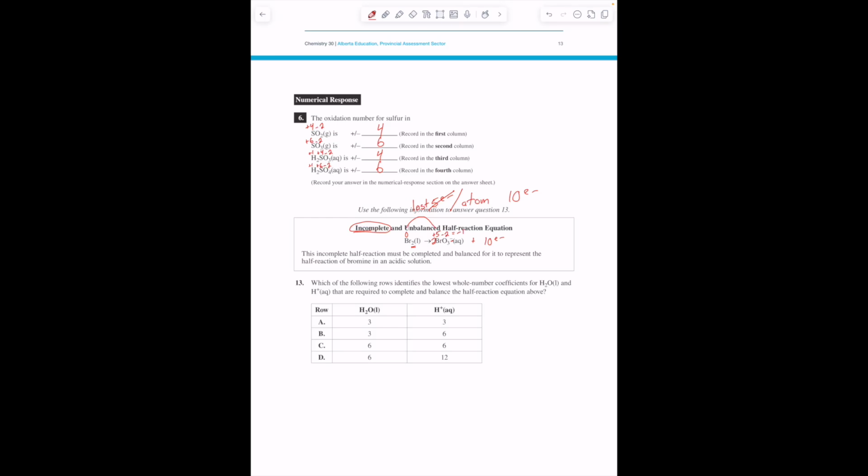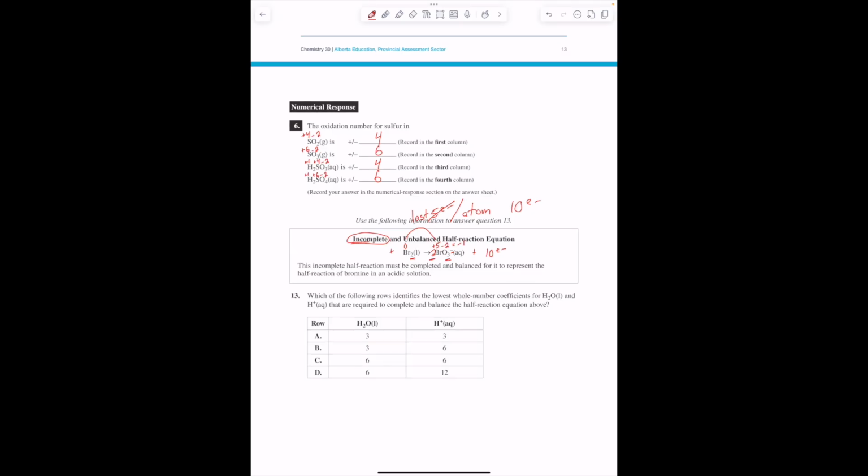I now balance waters with O's. I've got 2 times 3, which is 6 O's. That's 6 O's, which makes 12 H positives. All right, that looks better.